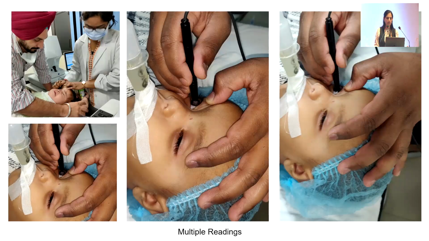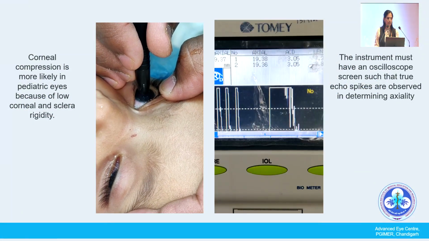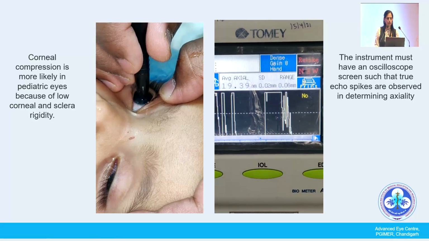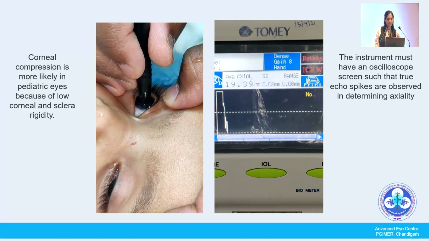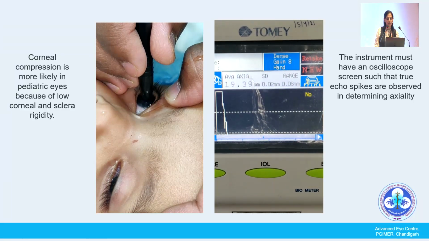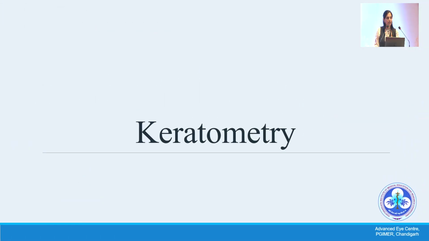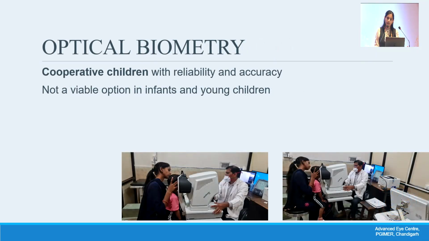Now, you have to take multiple readings because corneal compression is more likely given the low scleral rigidity. You should always have an instrument with an oscilloscope screen, and you can hear the sound in the video. These are the spikes you are getting, and you have to look at whether they are coming from the lens, so that you know you are looking at the correct axial length from the center of the eye. As far as keratometry readings are concerned, inaccuracies will produce errors up to 1 diopter in the IOL power.